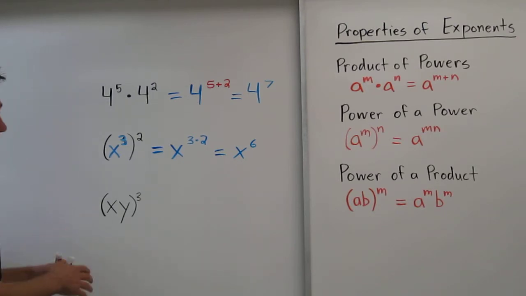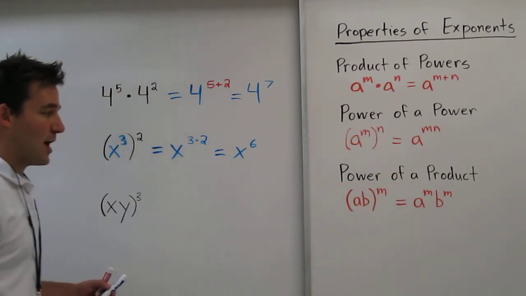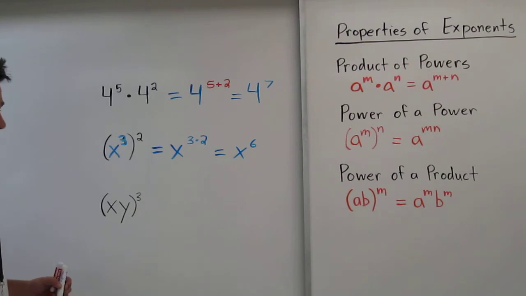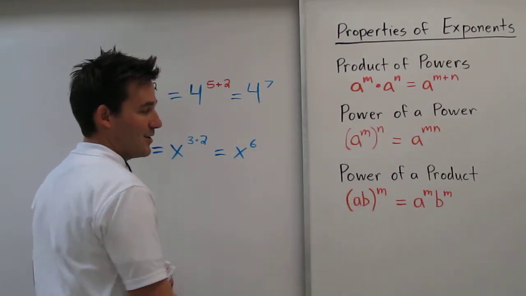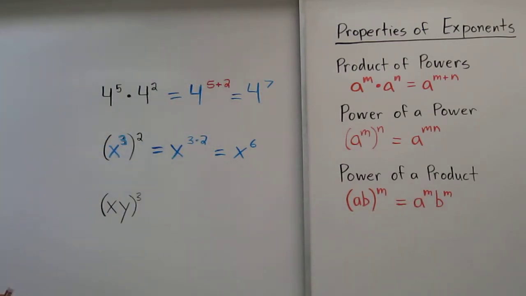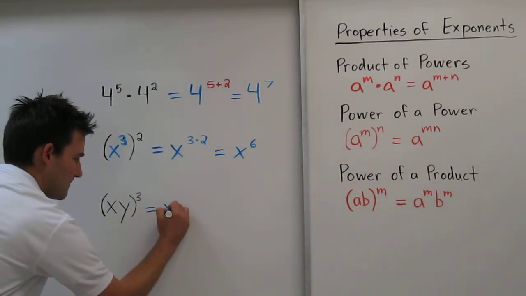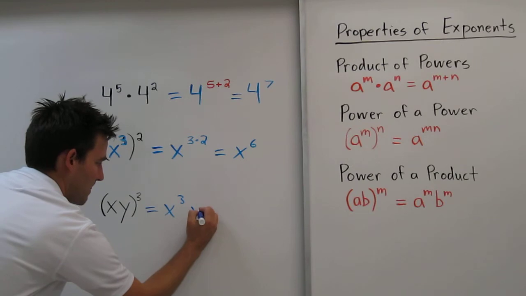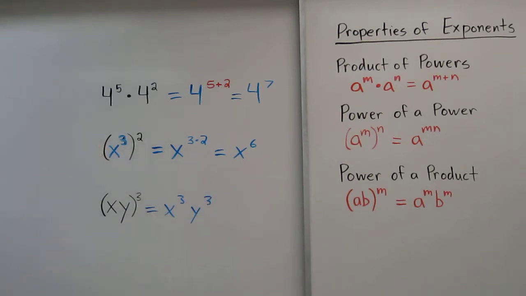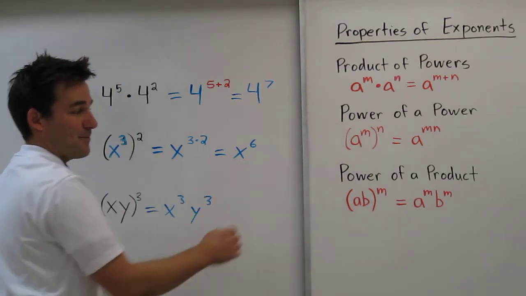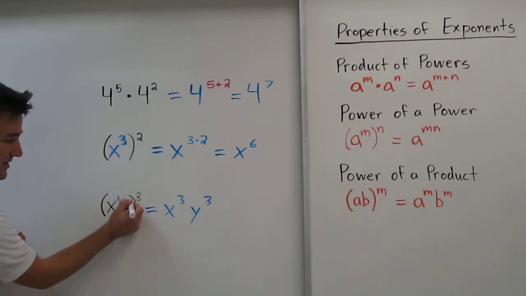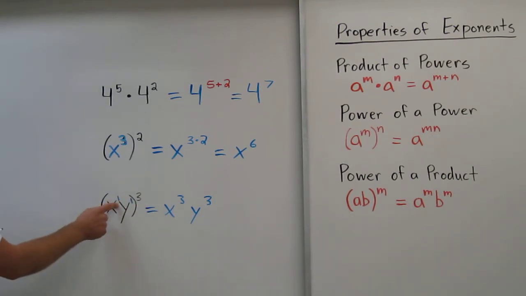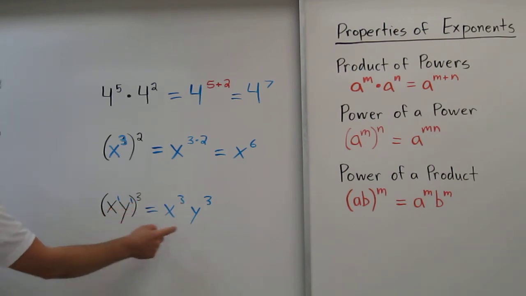Now this last one is the power of a product property. And in this case, if it's a times b to the mth power, we get a to the m and b to the m. These are actually the same property. Remember, the exponents here are actually 1s. So 3 times 1 is 3, and 3 times 1 is 3.